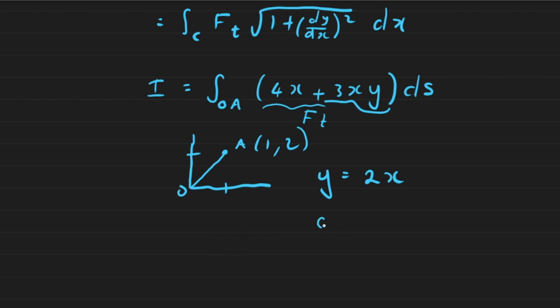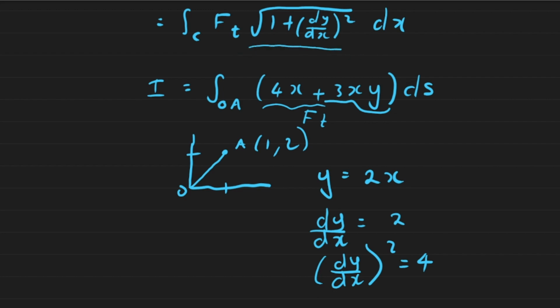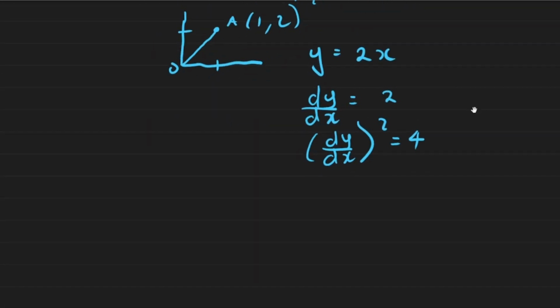That means dy/dx is equal to 2, and if we square it, (dy/dx) squared, we just get 4. So we want the square root of 1 plus (dy/dx) squared. 1 plus (dy/dx) squared is simply 1 plus 4, which is equal to 5.